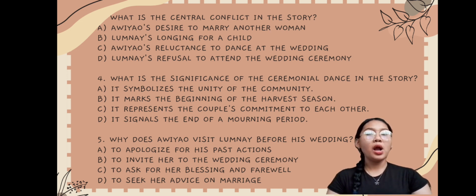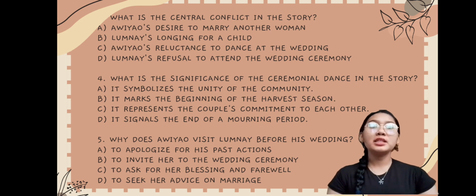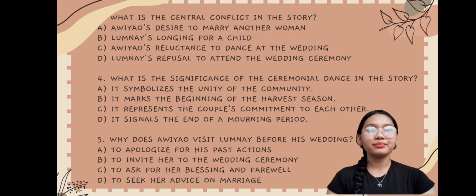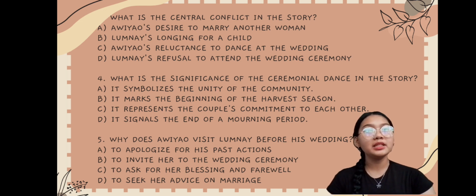Last question. Why does Awiyaw visit Lumnay before his wedding? A. To apologize for his past actions. B. To invite her to the wedding ceremony. C. To ask her for her blessing and farewell. Or D. To seek her advice on marriage. I'll give you 10 minutes to answer.